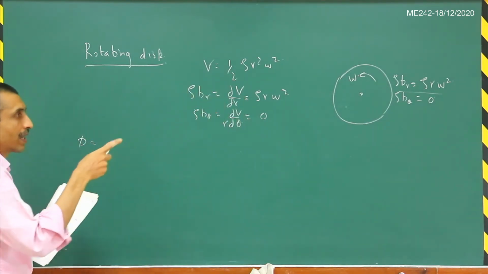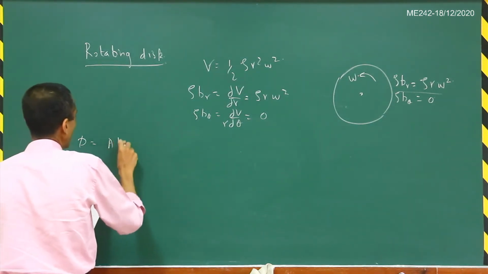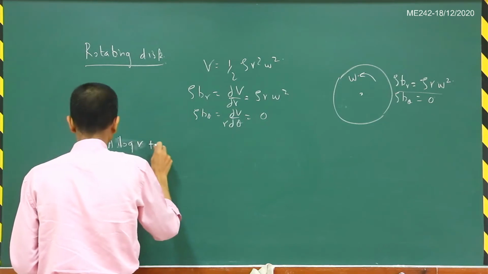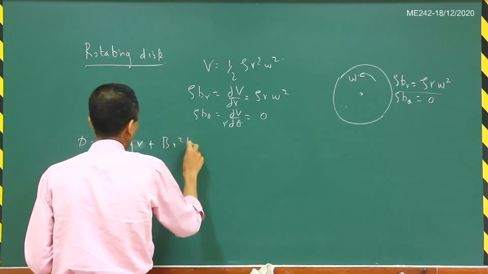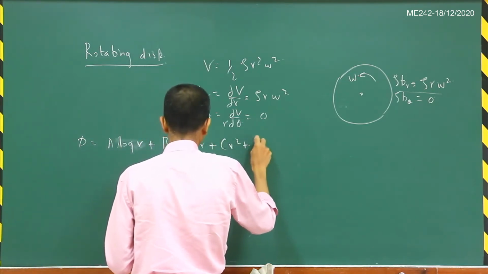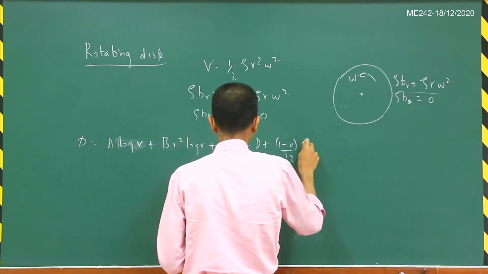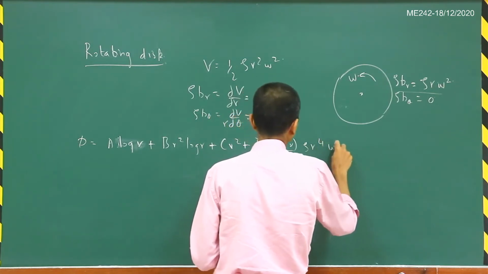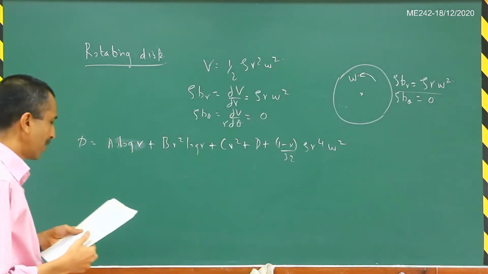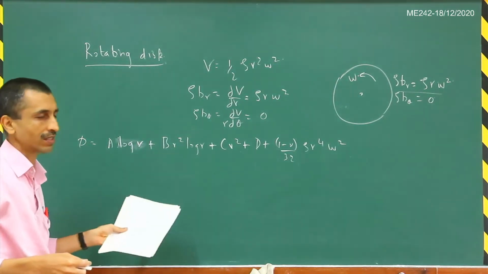For this particular case we derived the Airy stress function in the last class. That was A times log r plus B times r squared log r plus C r squared plus (1 minus nu) divided by 32 times rho r to the 4 times omega squared. I have already substituted this expression for V in order to get this particular Airy stress function. Once we know the Airy stress function, we can derive the stresses from it.